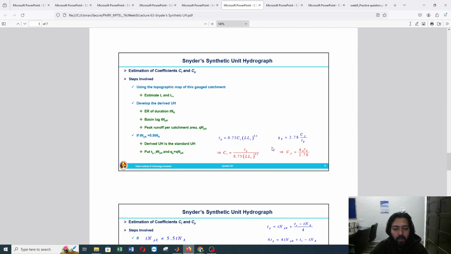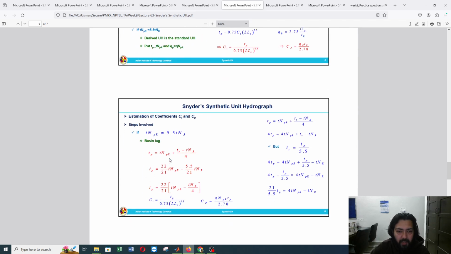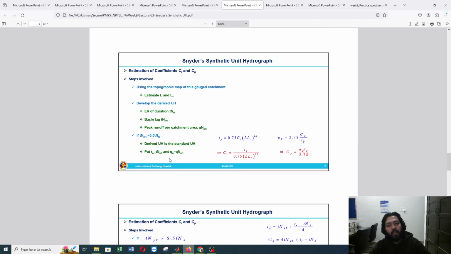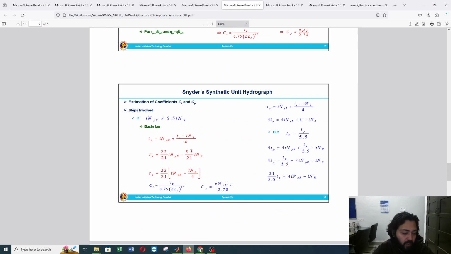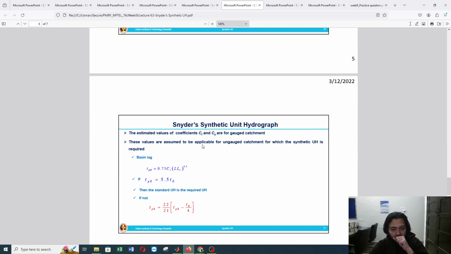Now that we have calculated the values of Ct and Cp, we are going to apply them to the catchment where we don't have any gauge data. Again we check whether the unit hydrograph is of standard form. If it is not of standard form, we can make some correction to the Tp. That equation is 22 by 21, and we can use it, and again we can calculate Ct and Cp when the condition is not satisfied, right?